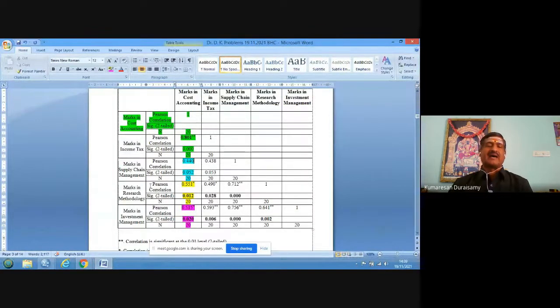So this is the comparison between cost accounting marks and all the remaining subject marks. Now we compare income tax versus supply chain management. Look at this.